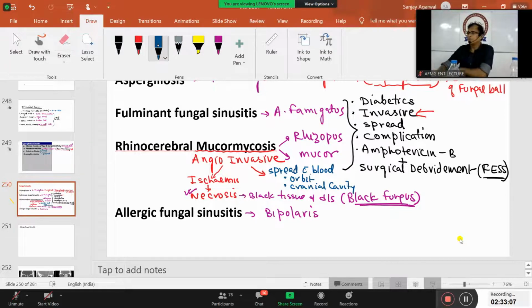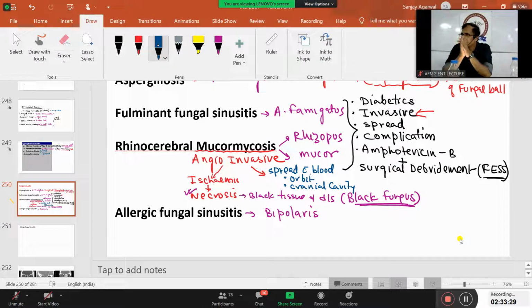So it spreads to the orbit and cranial cavity very easily because it mixes with the blood. Orbit में घुस जाएगा, brain में घुस जाएगा. और वहां जाके क्या करेगा? वही necrosis will damage the tissue. Black orbit, black brain.